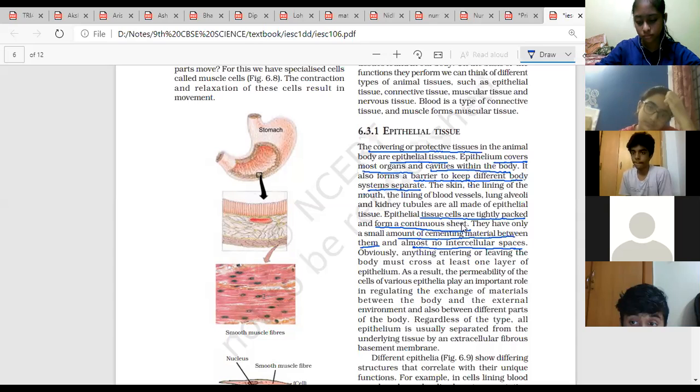Whenever surgery is done, a cut has to be formed in different layers. The incision has to pass through 4 or 5 layers. All those 4 or 5 layers are made up of epithelial cells. As a result, the permeability of the cells varies. Various epithelia play an important role in regulating the exchange of materials in the body.